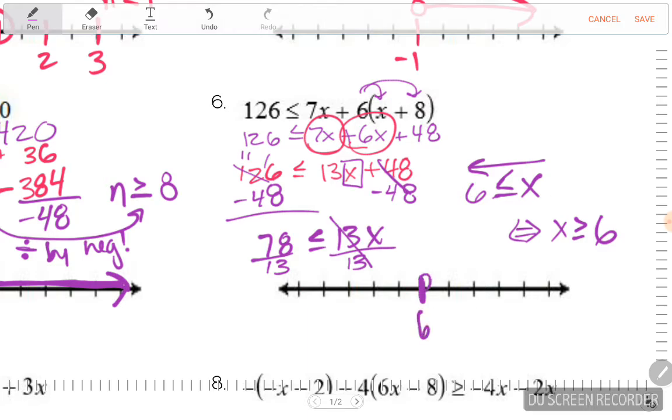So at 6, I do a closed circle, and I shade in the direction of the numbers that are bigger than 6.